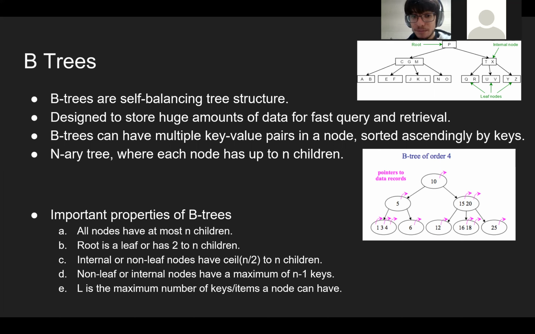Wait, so N is the number of keys and then L is for the number of children? So yes, n is, well, not quite the number of keys. N is the number of children each node can have. Every node can have up to n children. But every internal node can have up to n minus 1 keys. L is just for a leaf. Okay, so L is for leaf. Yeah, it's the number of keys a leaf can have.